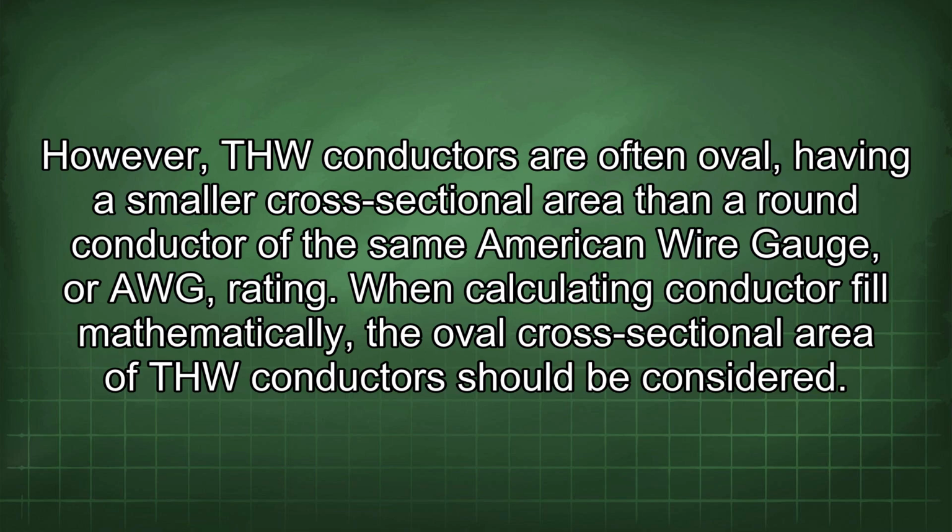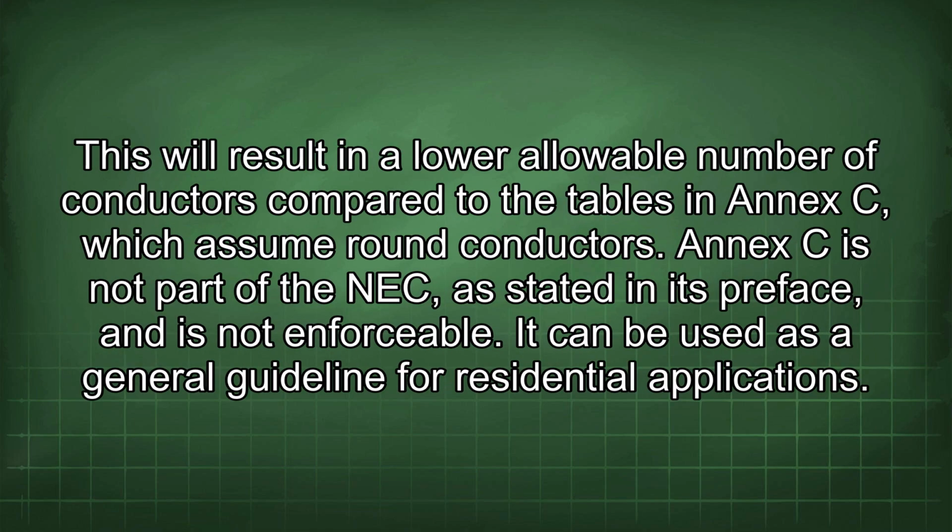When calculating conductor fill mathematically, the oval cross-sectional area of THW conductor should be considered. This will result in a lower allowable number of conductors compared to the tables in Annex C, which assume round conductors. Annex C is not part of the NEC, as stated in its preface, and is not enforceable. It can be used as a general guideline for residential applications.